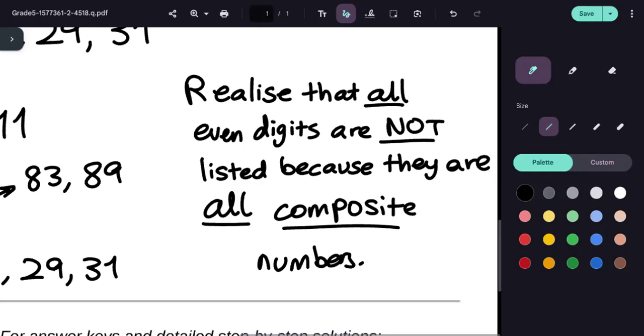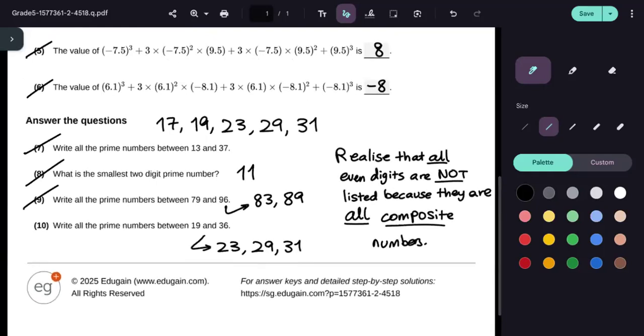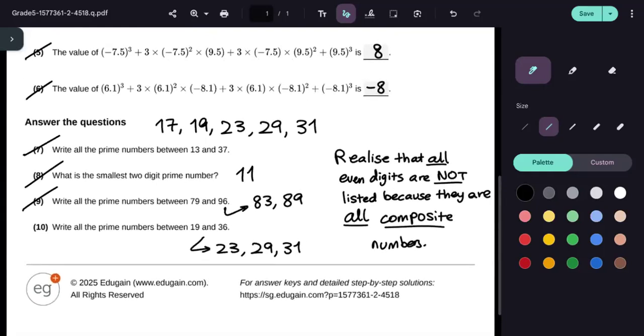Okay, here's the thing that you should realize. You should realize that all even digits are not listed in questions 6, 7, 8, 9, 10, because they are all composite and therefore they have more than two factors. That's why they are not prime.